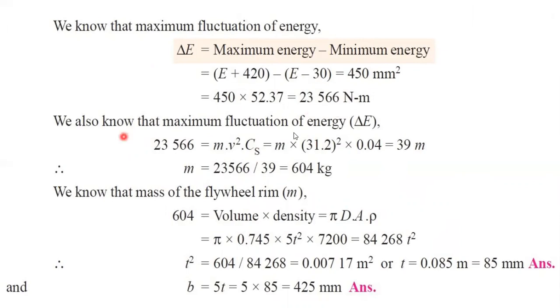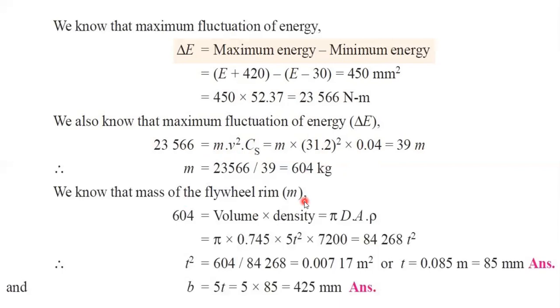We know that maximum fluctuation of energy, del E, is equal to m v square Cs. We know the value for del E, we know the value for peripheral velocity, and the Cs value we know. Only unknown is mass. So keep the mass on the left hand side and take everything to the other side, and you'll be determining the mass of the flywheel.